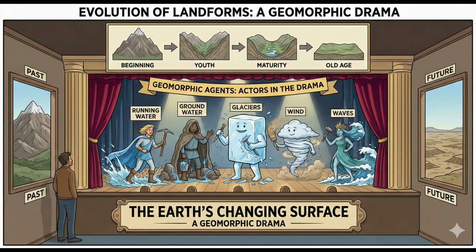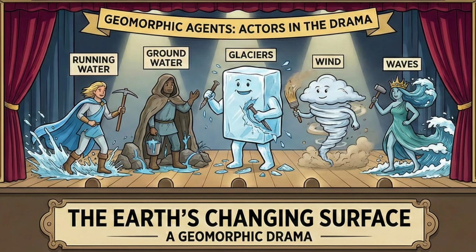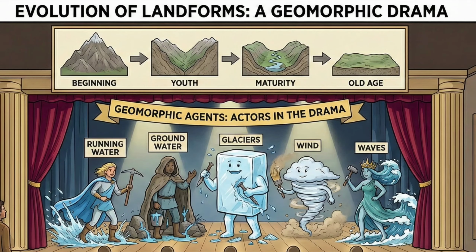Look out your window. Whatever landform you see, a hill, a plain, a valley, did not always look this way, and it will not look this way in the future. The surface of the Earth is a stage where a great drama is being enacted. The actors in this drama are the geomorphic agents: running water, groundwater, glaciers, wind, and waves. The plot of this drama is evolution.